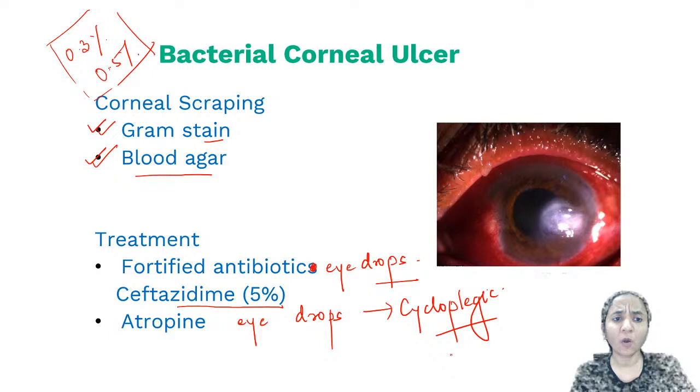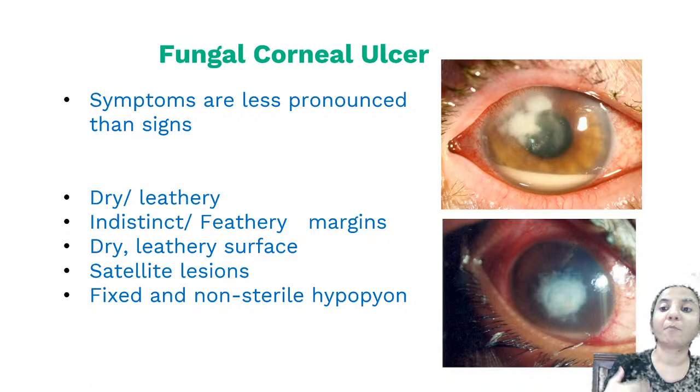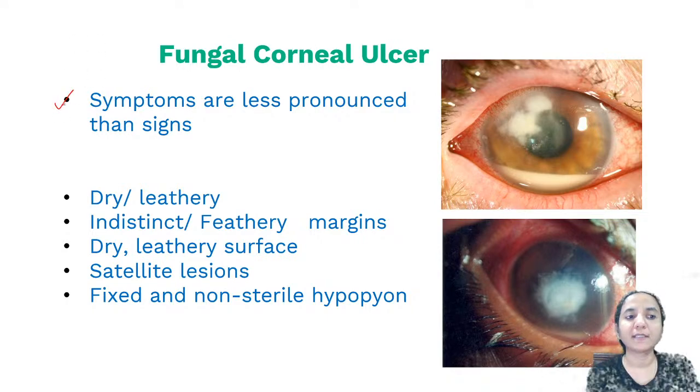Okay, so this is about bacterial corneal ulcer. On the same lines, I will take you to the next one, that is fungal corneal ulcer. Now, what about a fungal corneal ulcer? Just like in bacterial corneal ulcer, I told you that the symptoms are more pronounced than the signs. In fungal ulcer, it is exactly the opposite. The symptoms tend to be less pronounced than the signs. The signs are much more than the symptoms.